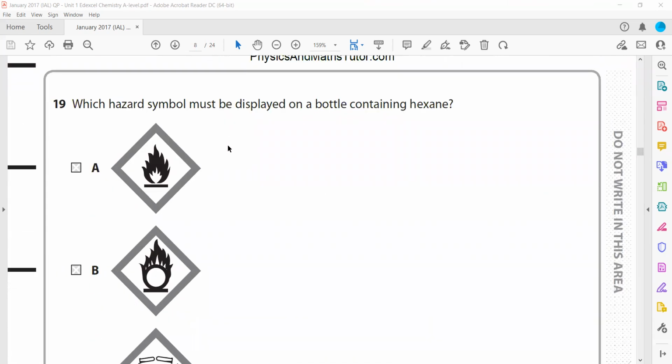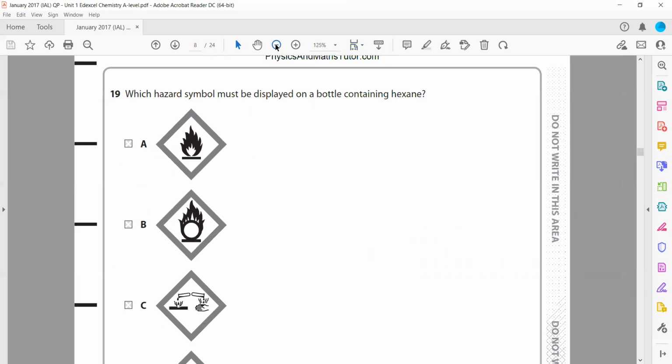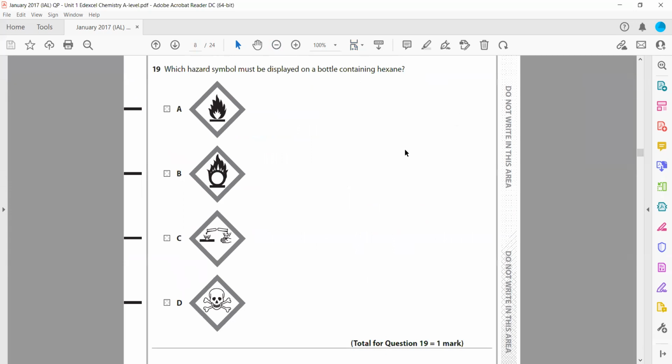Which hazard symbol must be displayed on a bottle containing hexane? A bottle containing hexane means it is a hydrocarbon. Hydrocarbons are flammable, they can easily catch fire. So what is the symbol for a substance which can easily catch fire? So A is the right answer. This O is for oxidizing, highly oxidizing, like oxidizing agents. So this O is written in fire, like it can catch fire and it is an oxidizing agent.